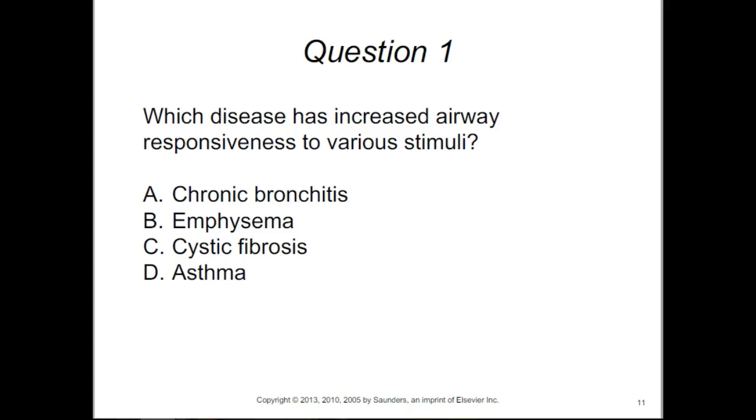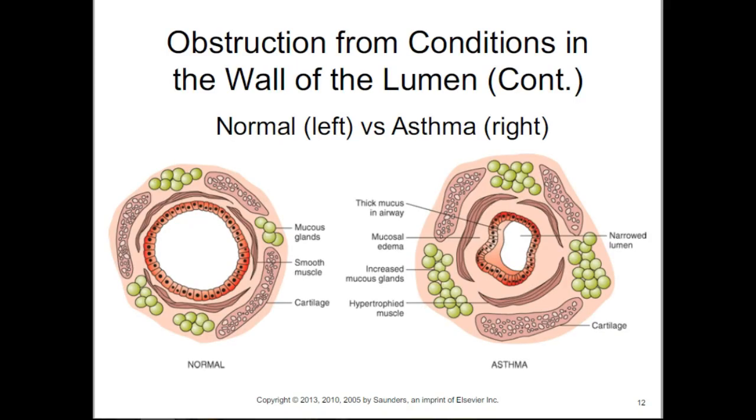So which disease has increased airway responsiveness to various stimuli? Well, the only one we've talked about so far is asthma, so we're going to go with that, and we'll talk about the other ones. You can see here a normal wall of the lumen, and then this one with a much greater amount of mucus glands, and so the narrowed lumen of an asthmatic on the right.